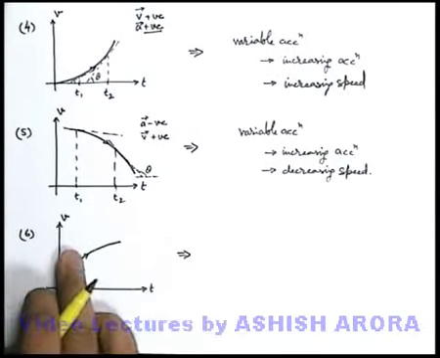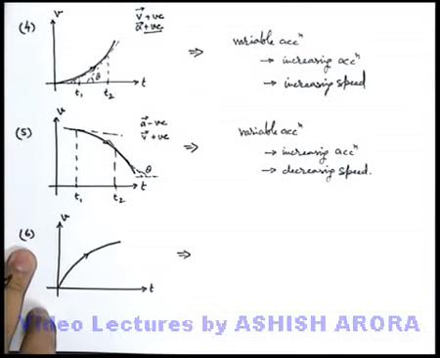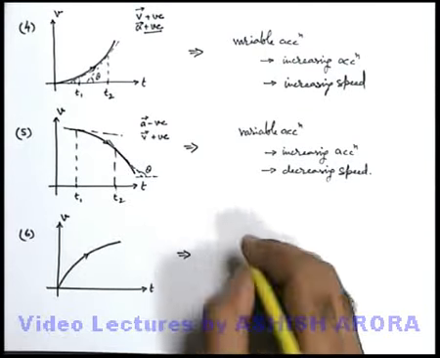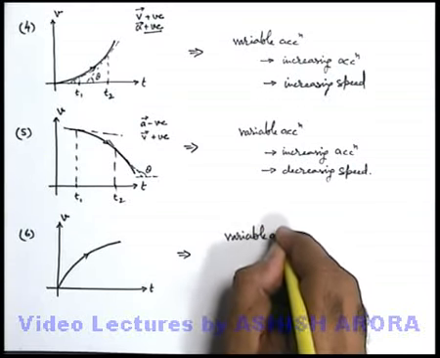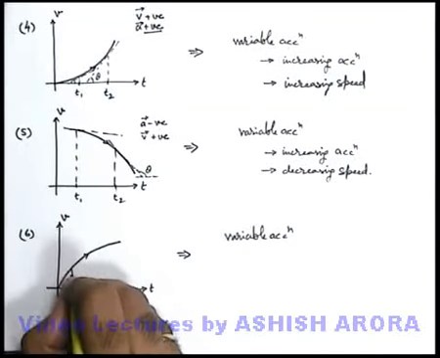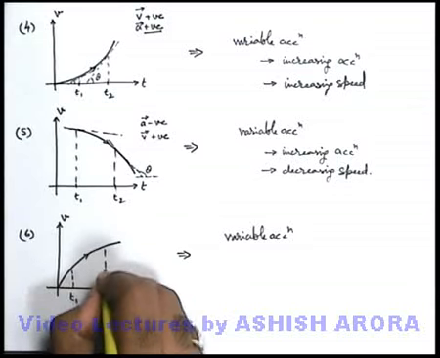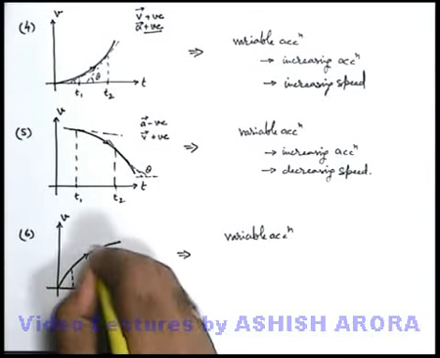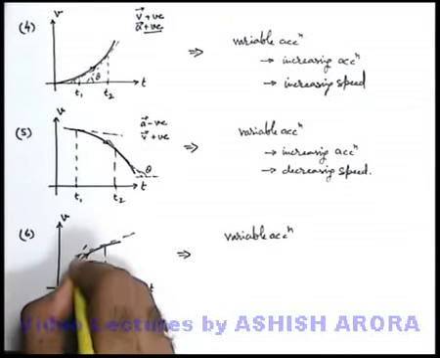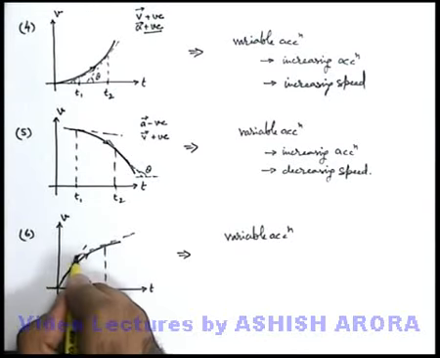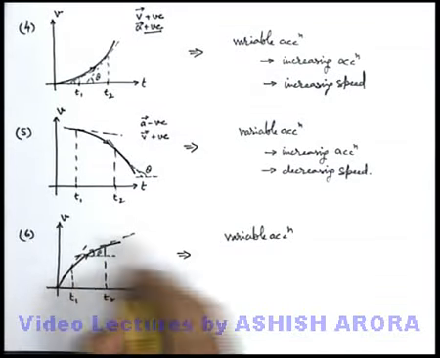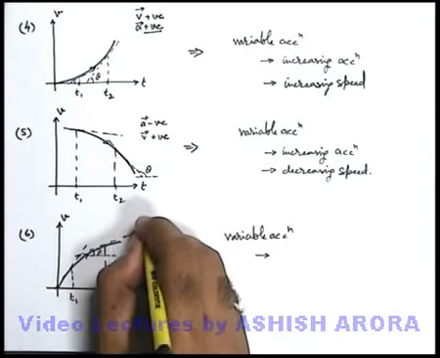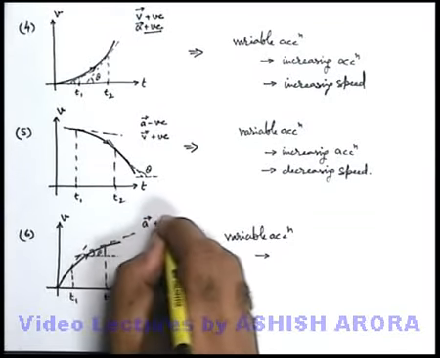Similarly, in the third case, or graph number 6, we can say again it is a curve. This is also the case of variable acceleration. In this situation, if at two different times t1 and t2 we draw the slope, we can see that the angle made by the tangent with the positive direction of the time axis is acute. This is the case where we can say acceleration is positive.